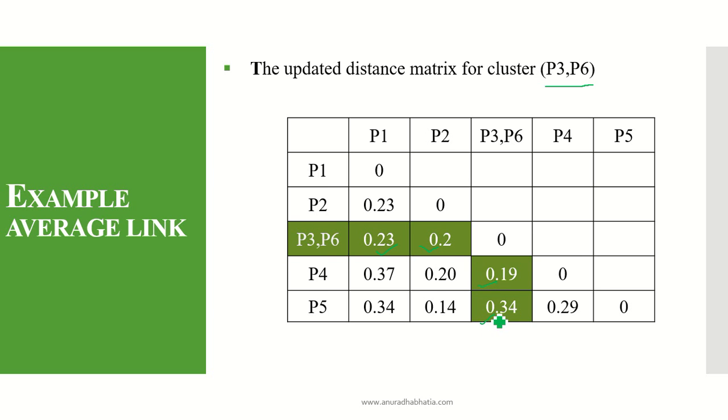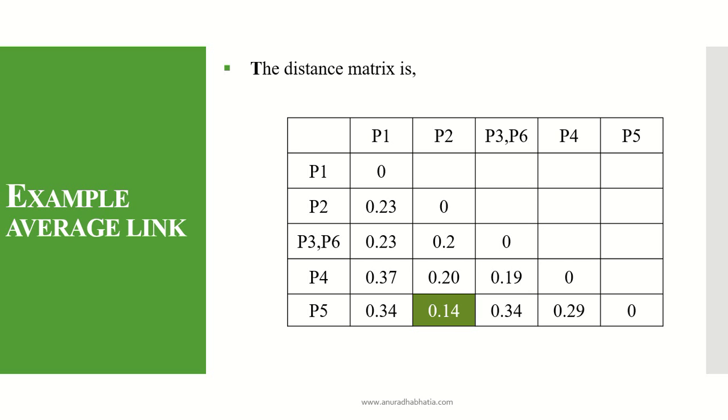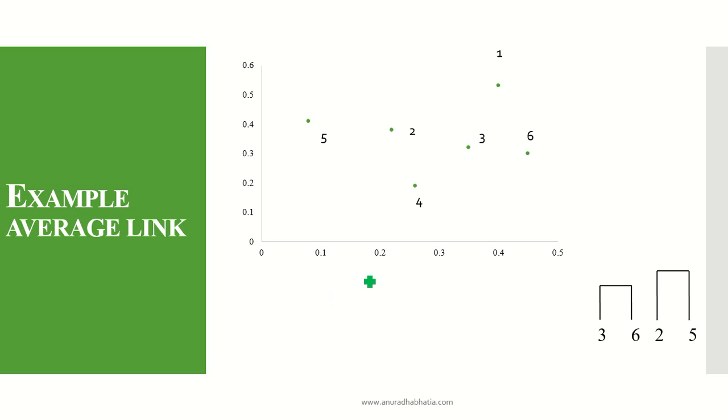Now after I've put the updated values, we need to again find a new minimum point, and the new minimum point we see is 0.14. It is between the points P2 and P5. So we've got a new cluster between P2 and P5. So we have to again draw on the graph. The first cluster was 3 and 6. The second cluster is 2 and 5, and this is how my dendrogram looks like.